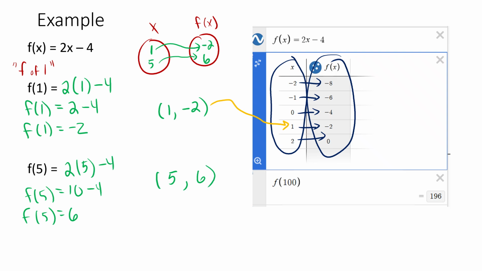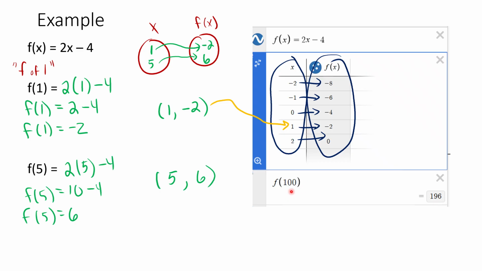Now, what Desmos will also do is recognize that notation, and you could pick something else. You could pick anything you want: decimals, fractions, ugly things that you don't want to deal with, and you can plug it in. So we could do f of 100, and it will tell us what f of 100 is.